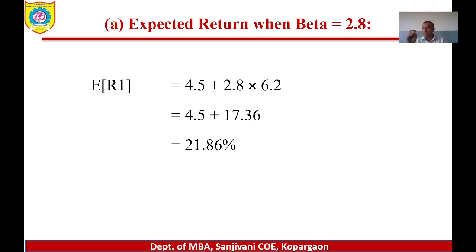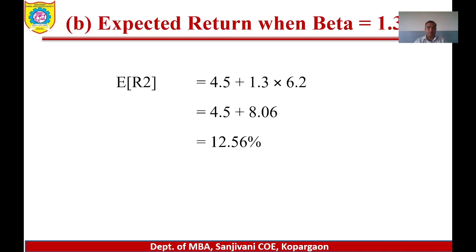As we all know, if beta is higher, that is greater than 1, there will be higher risk, and at the same time higher returns. Now we'll check if this beta falls to 1.3, that is case B. If the beta is 1.3, what will be the effect on the expected return? So ER2 is RF, that is 4.5, the risk-free rate is always there, plus 1.3, the beta, which changes from 2.8 to 1.3, multiplied by the market risk premium, that is 6.2. If we do the calculations, we get 4.5 plus 8.06, which is equal to 12.56.